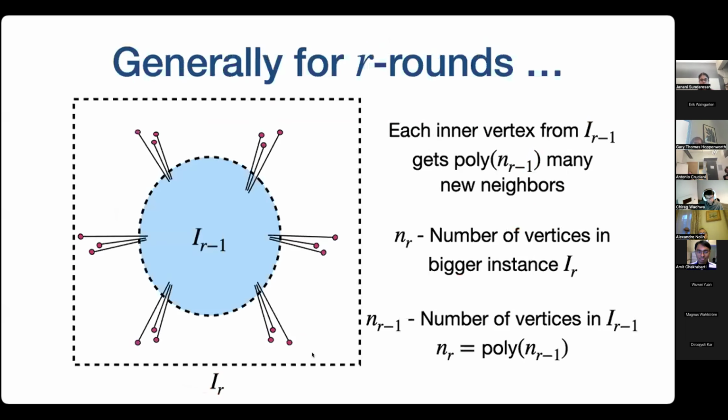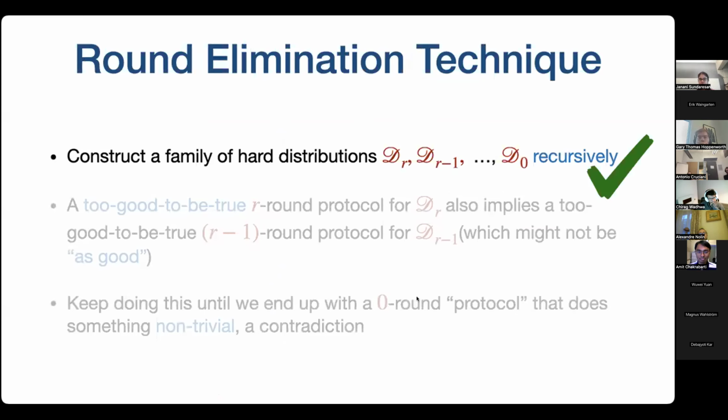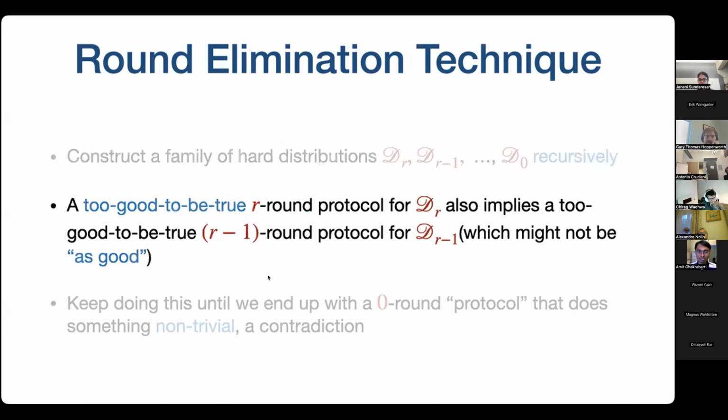And so once you have this together with all of your neighbors, you're going to have I_R as the larger instance. This is going to have n_R vertices. n_R is going to blow up by a polynomial in n_{R-1} factor. So any questions about how we're constructing this hard instance? All right, okay. So this part of round elimination is over now. We've done this. This is the next part of round elimination.